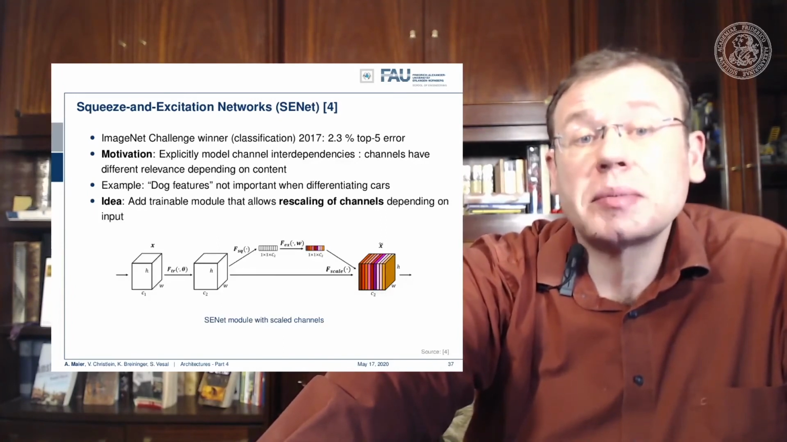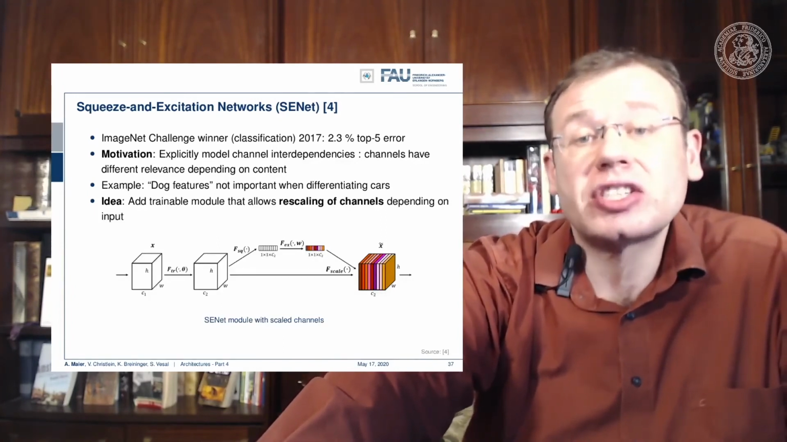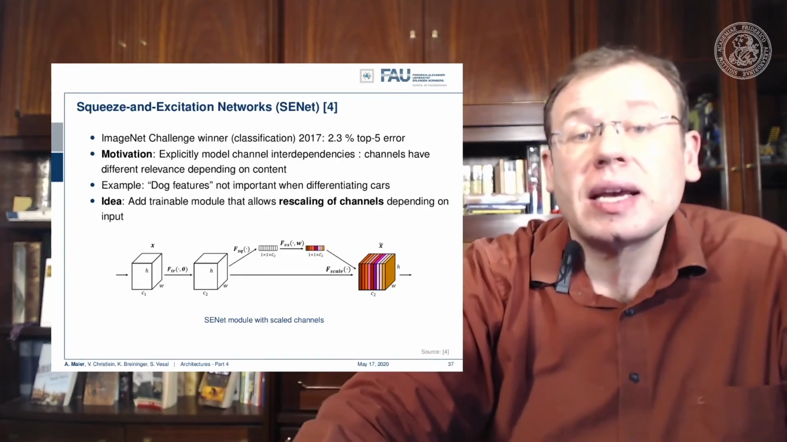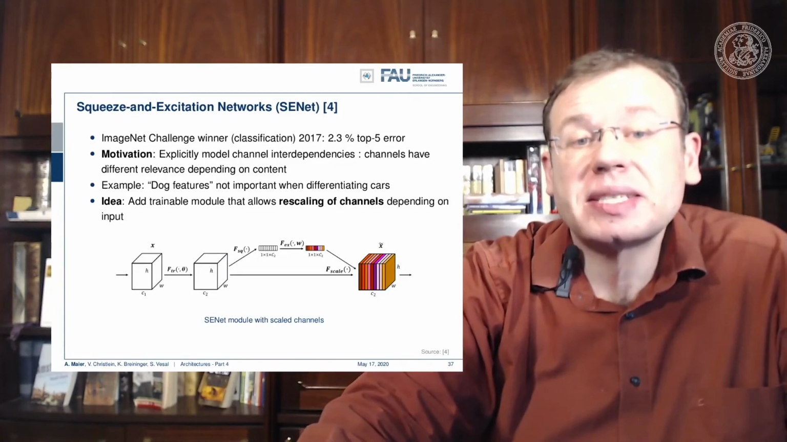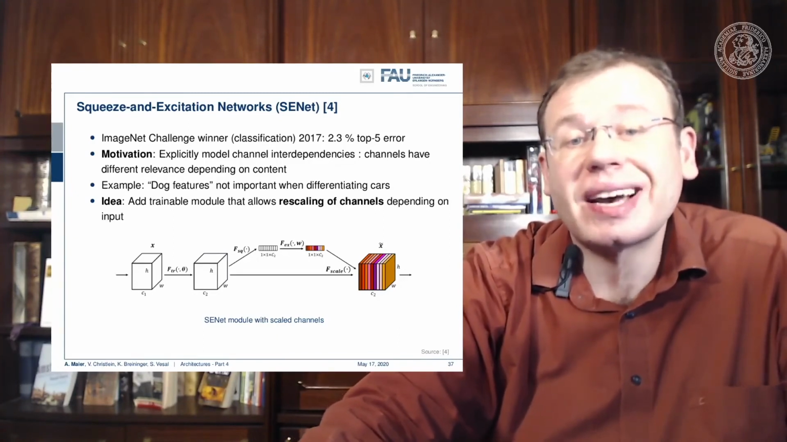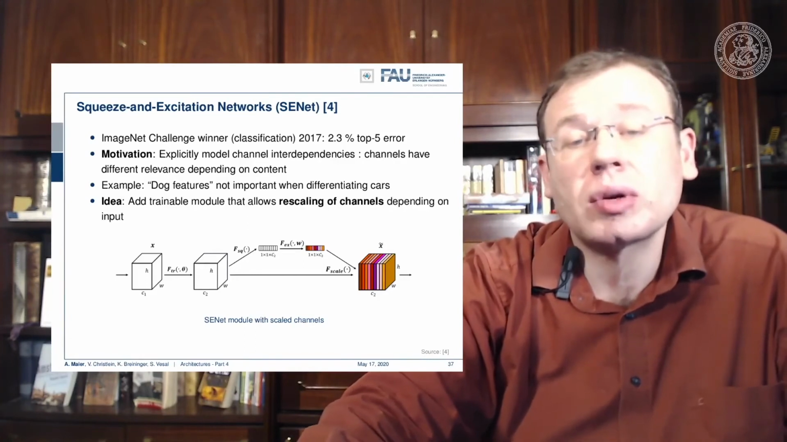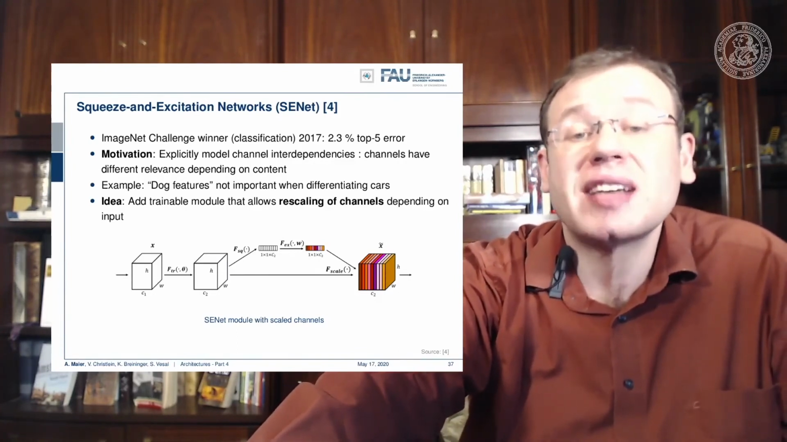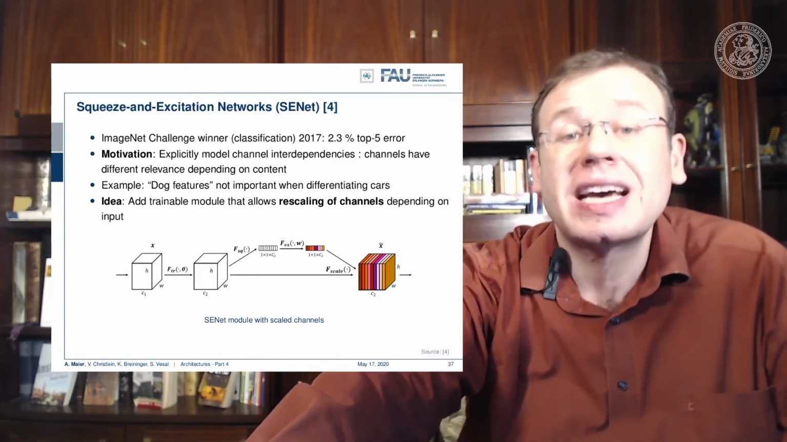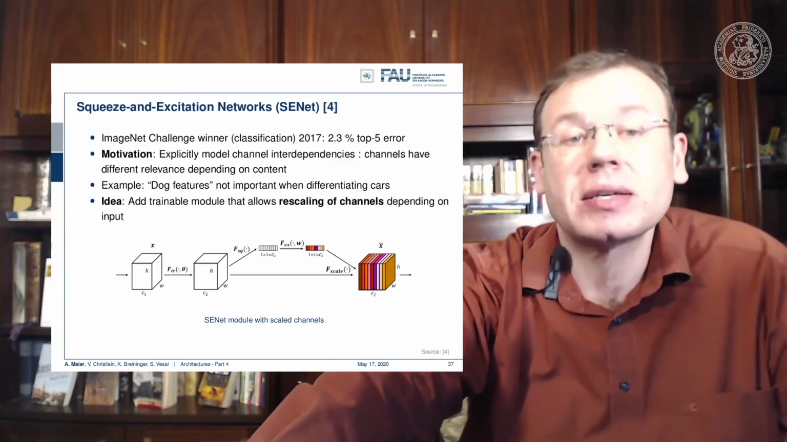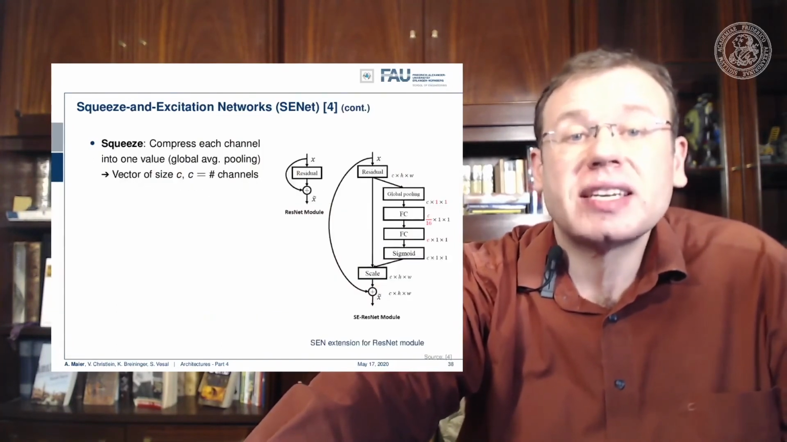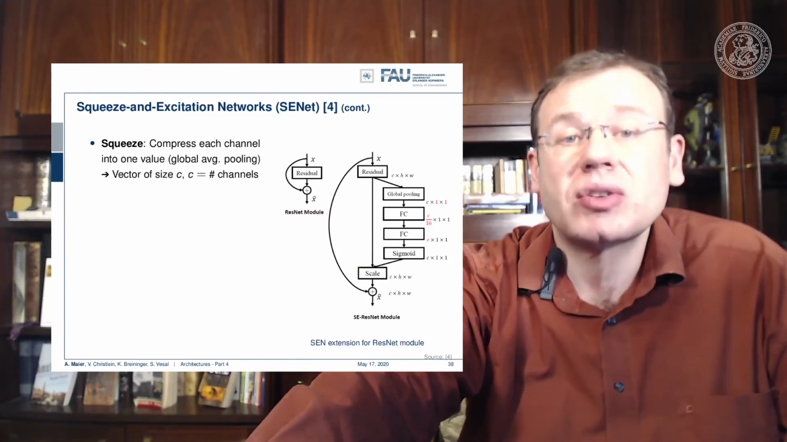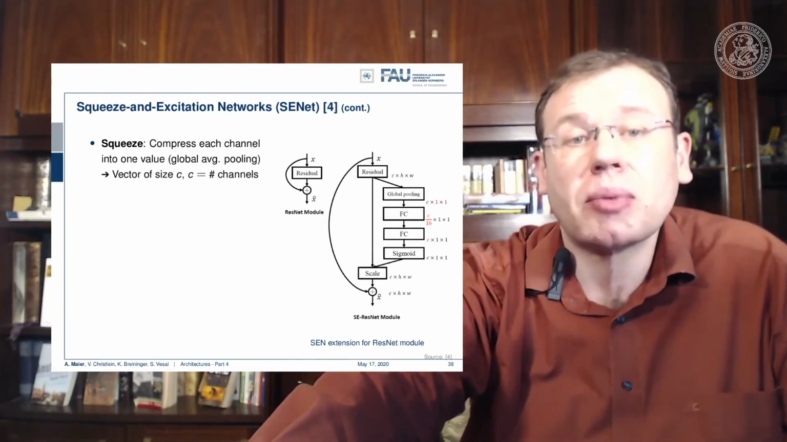Well, we add a trainable module that allows the rescaling of the channels depending on the input. So we have the feature maps here shown, and then we have the side branch, and the side branch is mapping down only to a single dimension, and the single dimension is then multiplied with the different feature maps, allowing for some feature maps to be suppressed depending on the input and other feature maps to be scaled up depending on the input. Then we essentially squeeze, we compress each channel into one value by global average pooling. So this is how we construct the feature importance.